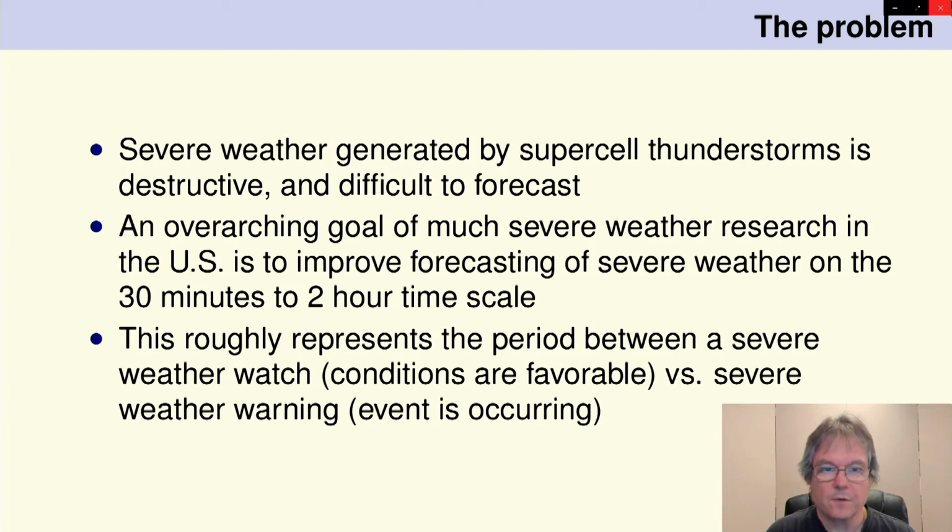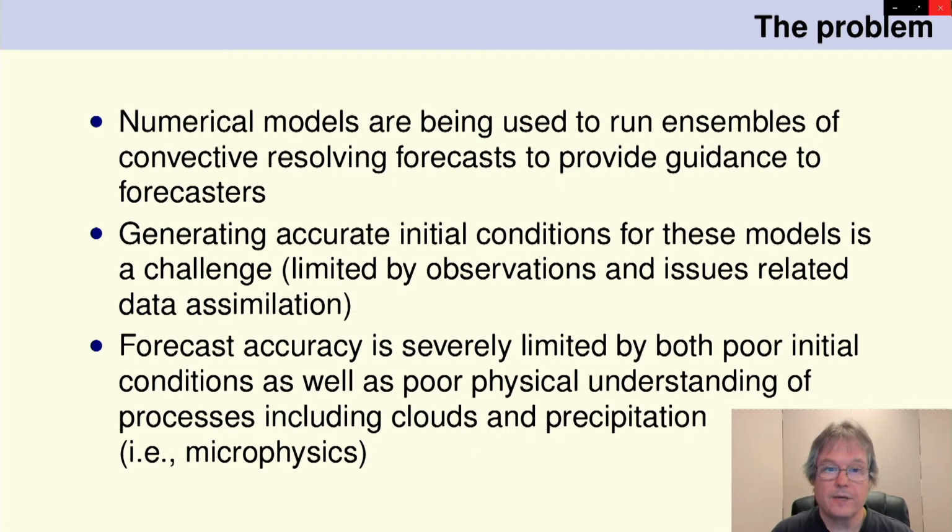In the United States, we're focusing hard on the window between 30 minutes and 2 hours, getting that forecast improved, which is approximately between the watch and warning being issued in the United States. The way this is being done is with numerical models, and we're using ensembles, and we're doing ensembles now at convection-resolving resolution. This gives us a suite of results that we can then do statistical analysis on.